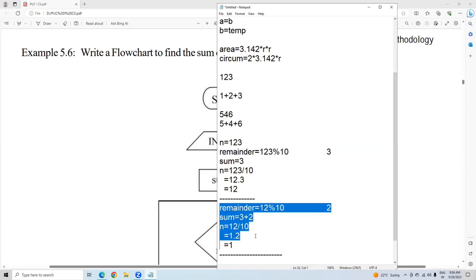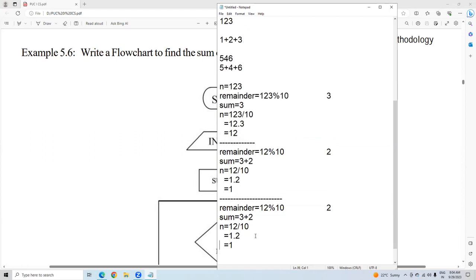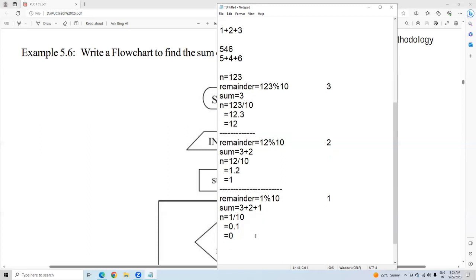And now I do this process for digit 1. When there is a single digit, modulus 10 returns the same digit as the remainder. That will be added to the previous two remainders. And 1 divided by 10 means 0.1. 0.1 will be discarded, and only 0 will be left out. That says that in n, all digits are extracted. In 123, you see 3, 2, 1 got extracted. There are no more digits in this. Stop the process. And the output is the sum. What is the final sum? 3 plus 2 plus 1 is 6.